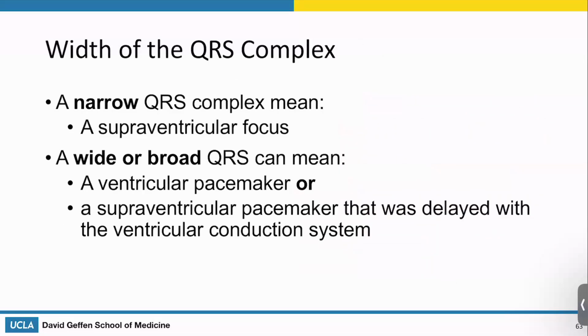So just to reiterate, a narrow QRS complex means a supraventricular focus above the ventricles, so coming through that AV node down that fast conducting system. And then a wide, broad QRS can mean a ventricular pacemaker or a supraventricular pacemaker that was delayed within the ventricular conduction system. We talked about the blocks or the bundle branch blocks, other things like that. So we'll talk about those more when we get to the 12 lead EKGs.